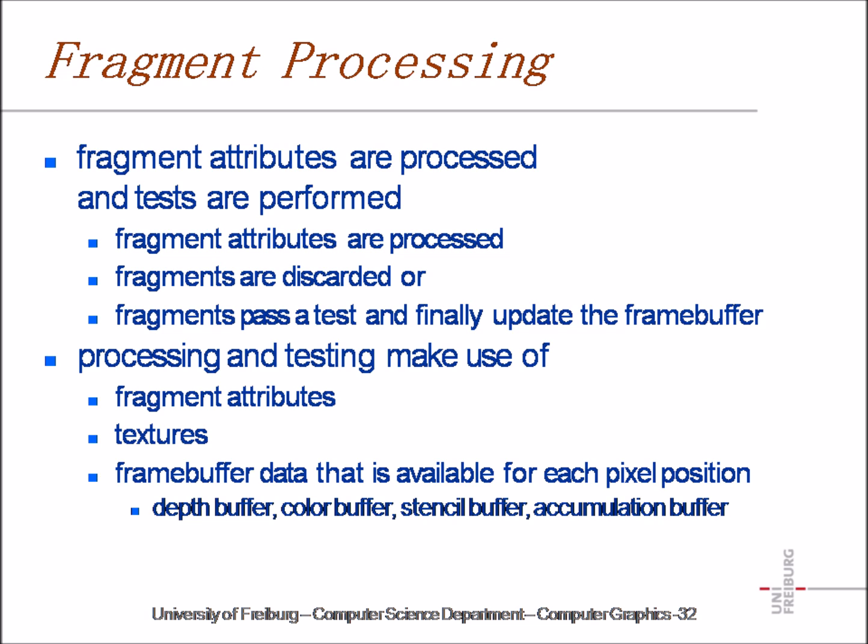To execute this process as a whole, the following inputs are required. Number 1, fragment attributes. Number 2, texture. Number 3, frame buffer, which is the data that is available for each pixel: position, that is its depth buffer, color buffer, stencil buffer, and accumulation buffer. All these buffers have been discussed briefly in my previous lectures.